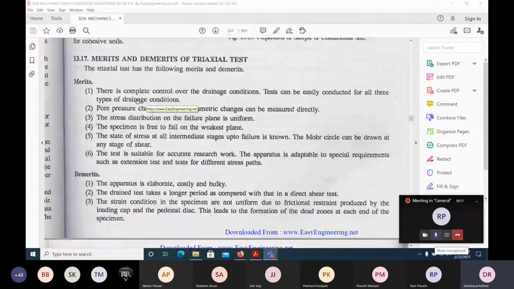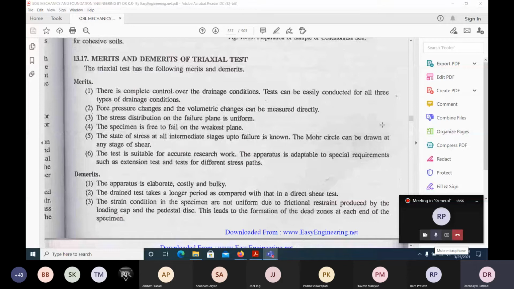Now coming to the merits and the demerits of the test, okay. There is complete control over the drainage condition here. What are the merits actually? In the direct shear test, because it was open, we cannot control it actually. So there is complete control over drainage, and the test can be easily conducted for all three types of drainage condition: UU, CU, CD, and so on. Pore pressure changes and volumetric changes can be measured directly. The stress distribution and the failure plane are also uniform, and the specimen is free to fail along the weakest plane.